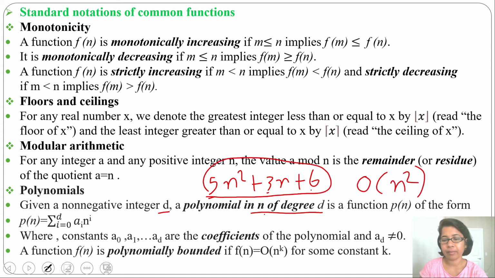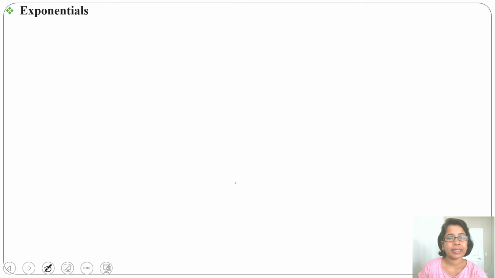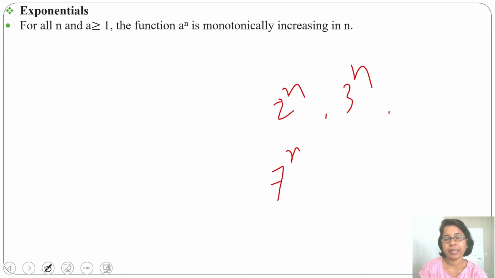I will discuss details about asymptotic notation later. For now, just understand this means less than or equal to. So f(n) we can say is less than or equal to n^k. So n^k, any function in this format we will call a polynomial. Next is exponential. For all n and a greater than or equal to 1, the function a^n is monotonically increasing in n. 2^n, 3^n, suppose 7^n, these are exponentials. n^2 is a polynomial, while 2^n is an exponential.